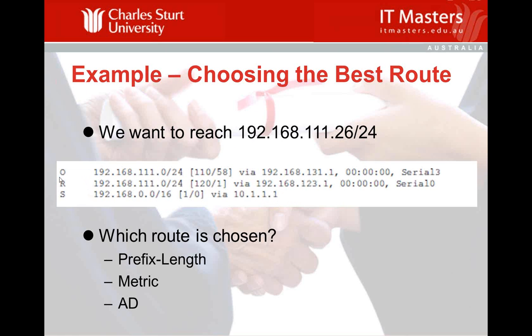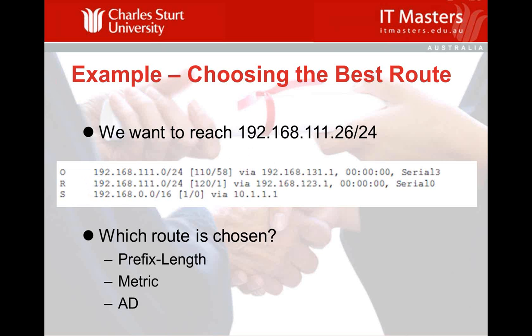There's 192.168.111.0/24, marked O. That means that's been learnt from OSPF. We also know that because the administrative distance here is 110, and we know from our table a little way back that that's the admin distance for OSPF. The cost, or the metric, is 58, and that's heading out serial 3. The next hop address is 192.168.131.1. That address is not the address on this particular router that's seen this update. It's the address of the next hop. So who are we going to send the packet to?